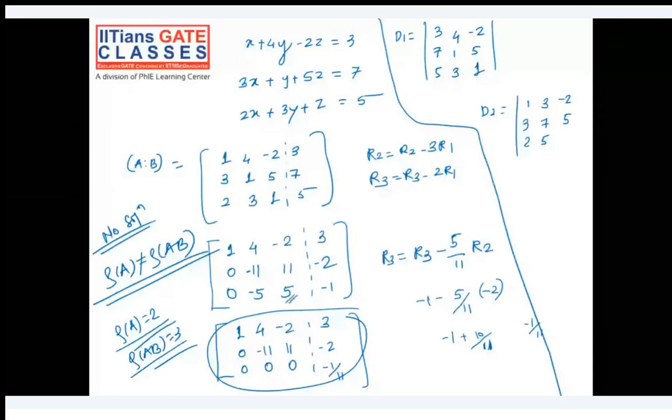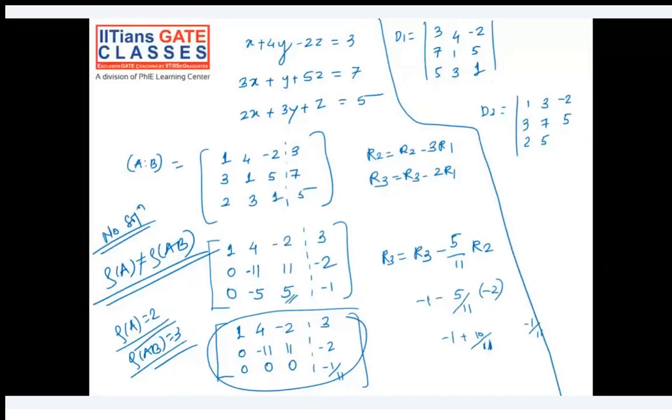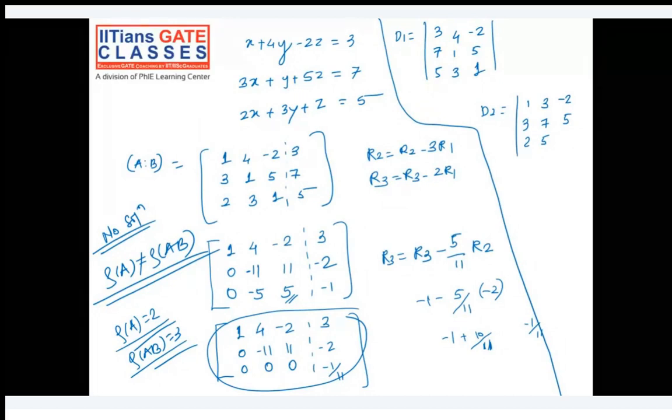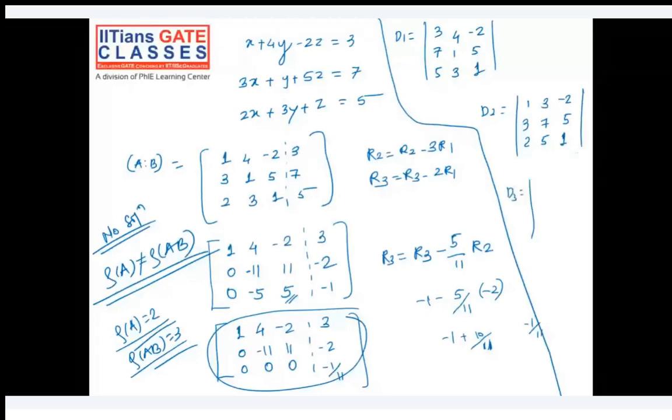Now coming to the determinant D2: 3, 4, minus 2, 7, 1, 5, 5, 3, 1. The same way, 1, 3, 2, 3, 7, 5, minus 2, 5, 1. And D3 is the determinant with 1, 3, 2, 4, 1, 3, and 3, 7, 5. So to calculate all these three determinants, I hope at least one of these you'll get non-zero. If any of these is non-zero, our answer is correct.